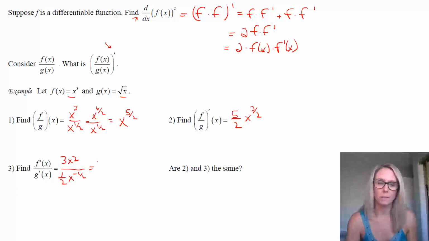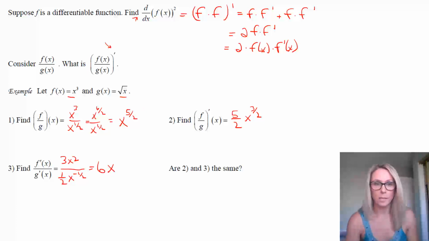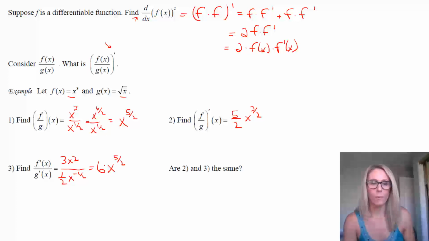So what's going to happen is 3 divided by 1/2 is 6, because 3 times 2. And then when you have those denominators, the exponents there, we're still going to subtract them. So we're going to have 2, which is 4 over 2 as a fraction, 4 over 2 minus a negative 1/2. So we're actually going to add those together and we're going to get 6 x to the 5/2.